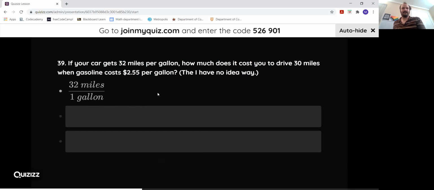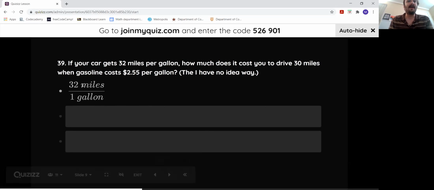This may not be the way you did it, but if miles is on top here, where does miles have to go over here if I'm multiplying it and want to get rid of miles? At the denominator? Yeah, it would have to go on the bottom.